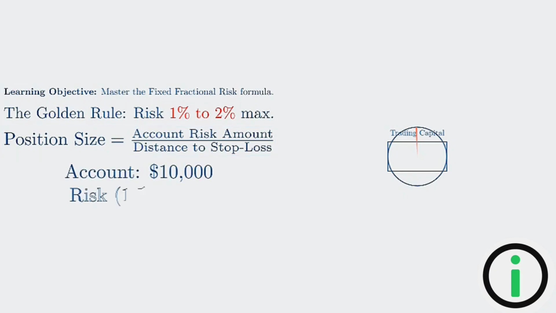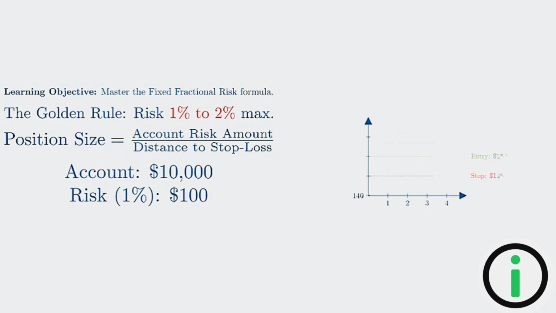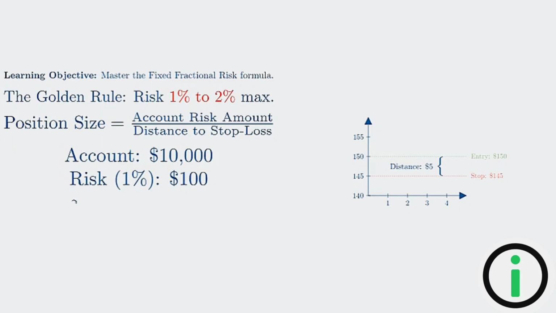Suppose you have a $10,000 account and you decide to risk 1%. That means your account risk amount is $100. If your entry is at 150 and your stop loss is at 145, your risk per share is $5. 100 divided by 5 equals 20 shares. You should buy exactly 20 shares. If you lose, you lose exactly $100, or 1%.